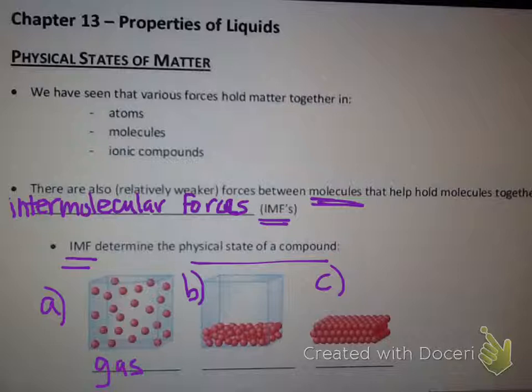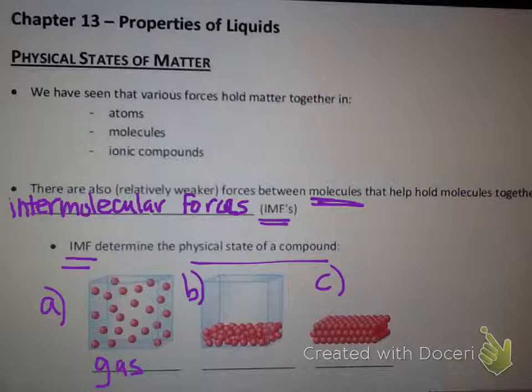These are particles that are relatively far apart, they have random motion, they interact independently of one another. This is what we talked about in chapter 12. They have little to no contact. The intermolecular forces are basically non-existent in these compounds, and therefore the motion is random.